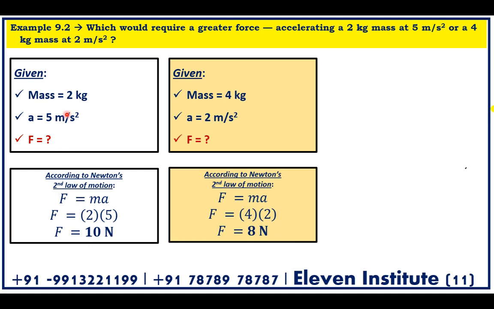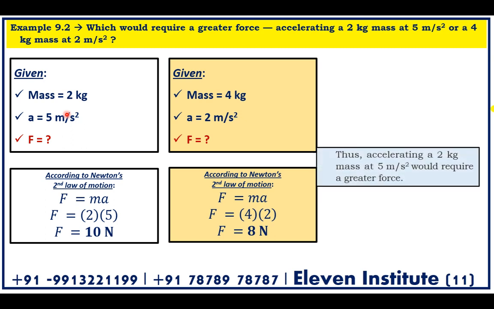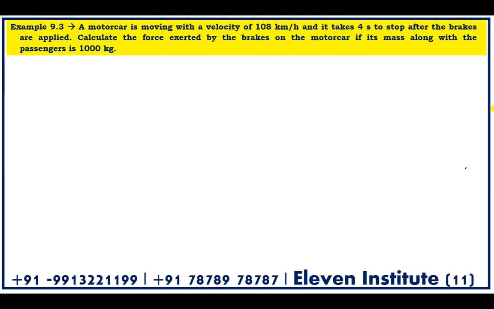So I will write it requires a greater force to achieve an acceleration of 5 meters per second square for an object of mass 2 kilograms. Right? Please pause the video and write this in your CW. Let us now move to example 9.3. Yes, again let us read the question and please read it very cautiously.